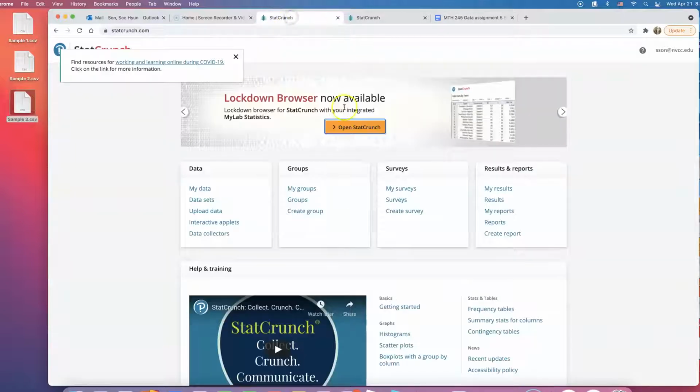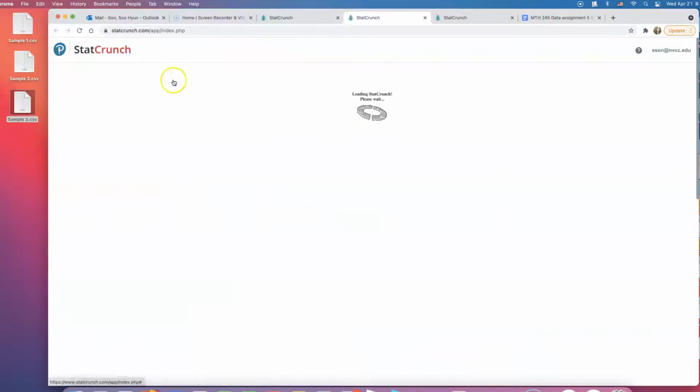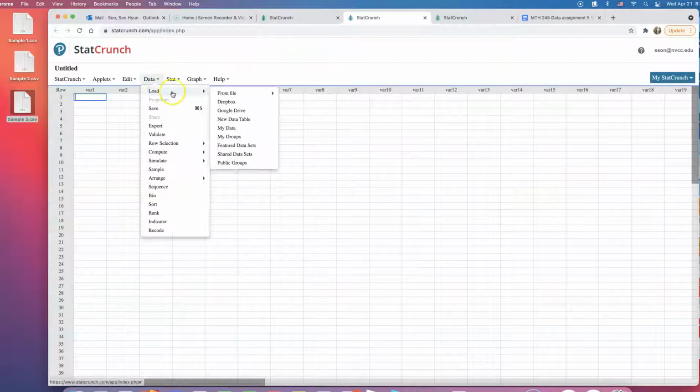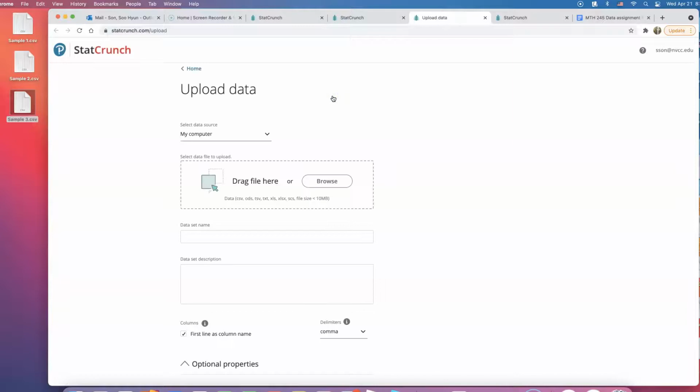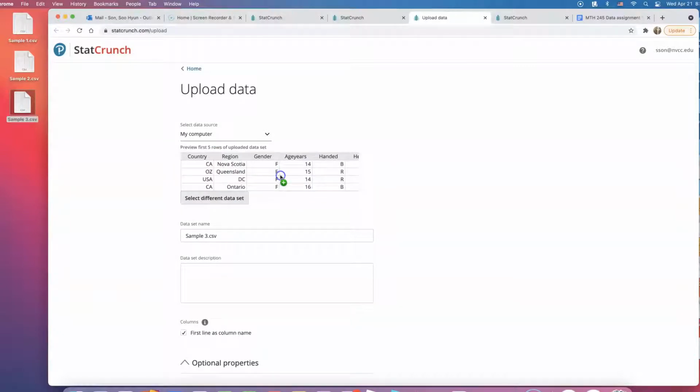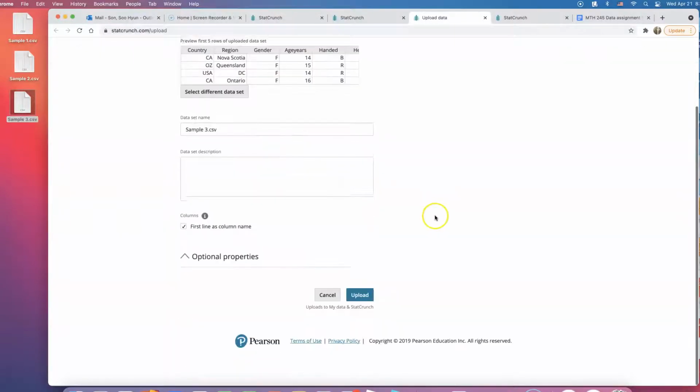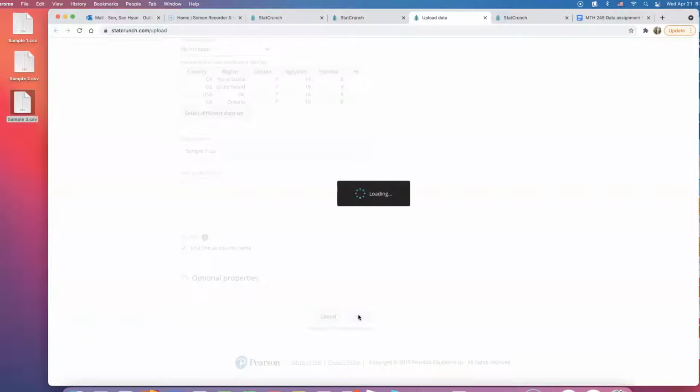Okay, so go to StatCrunch, upload data, load from file on my computer. You guys have done this so many times, so you're okay with me going just right? You're okay. And then I'll drag the sample over here, and I'll click on upload.